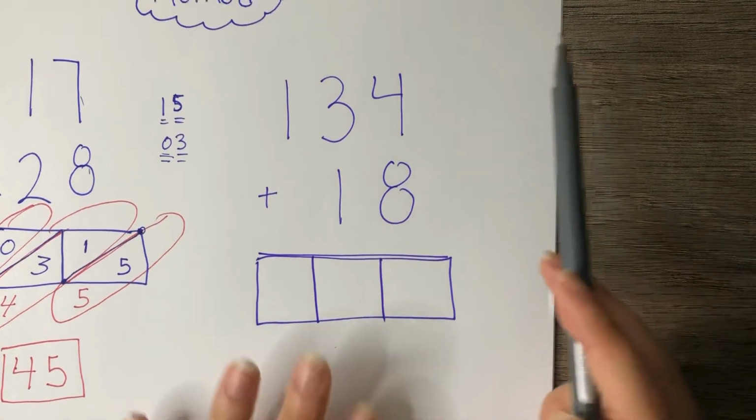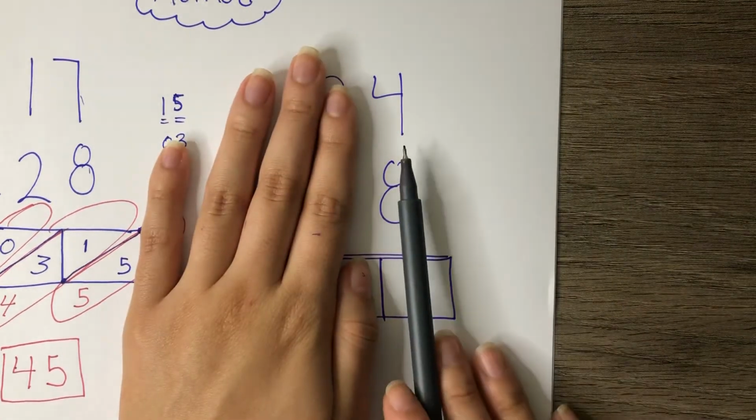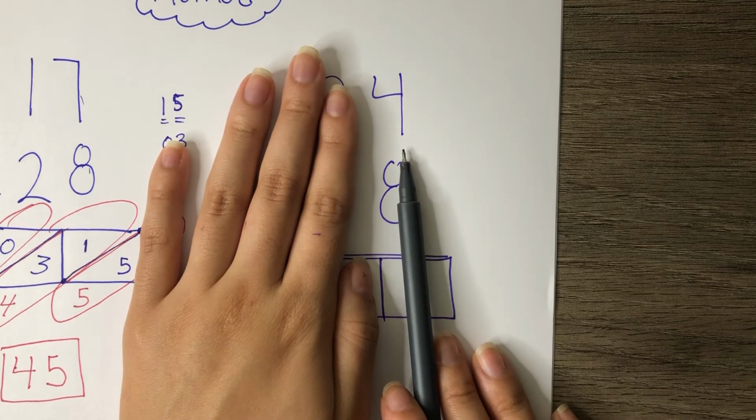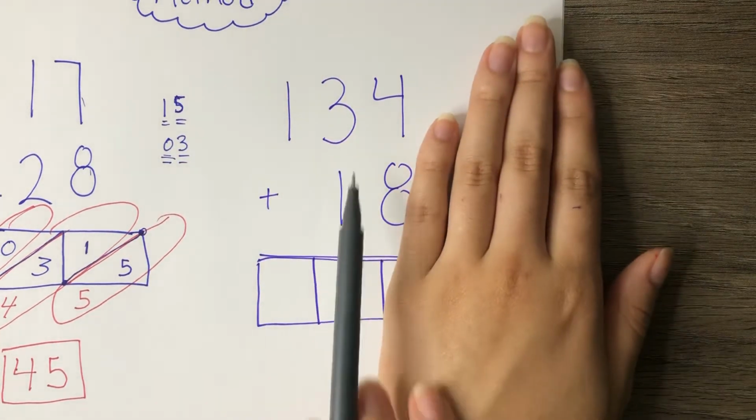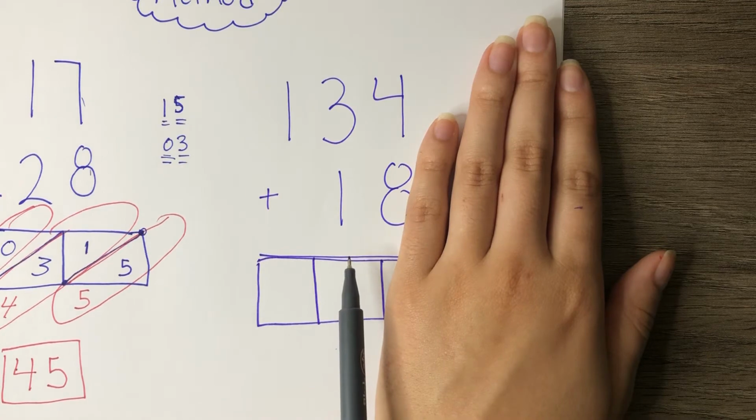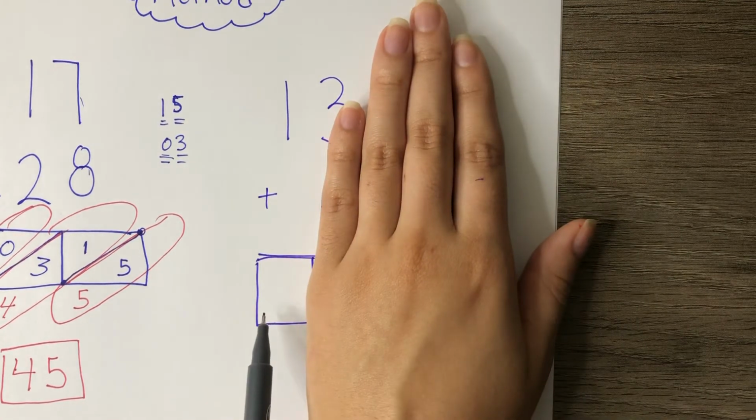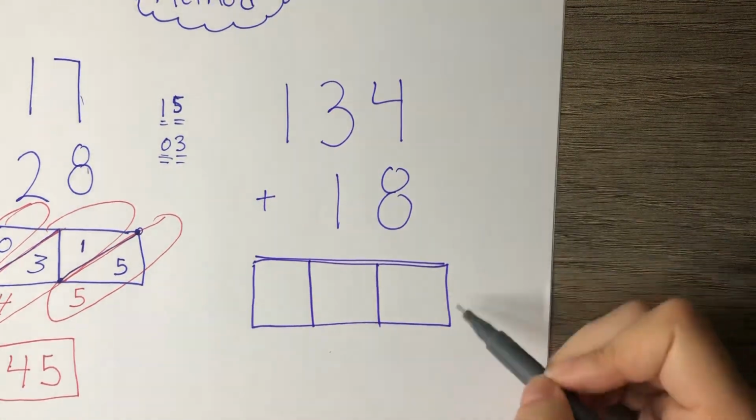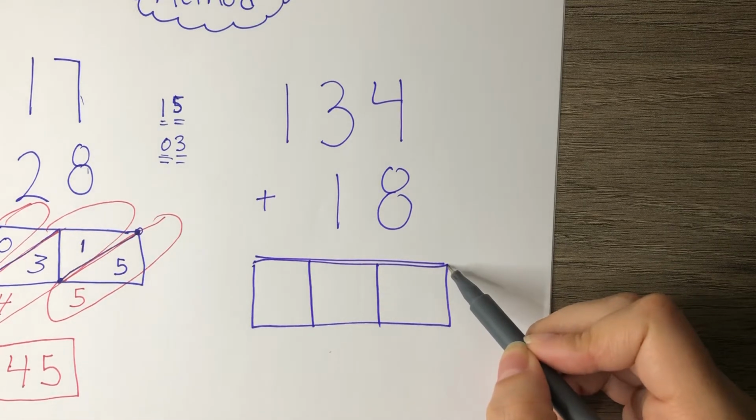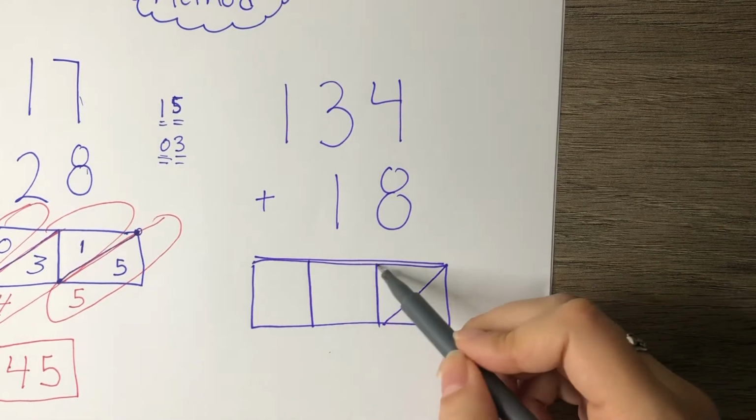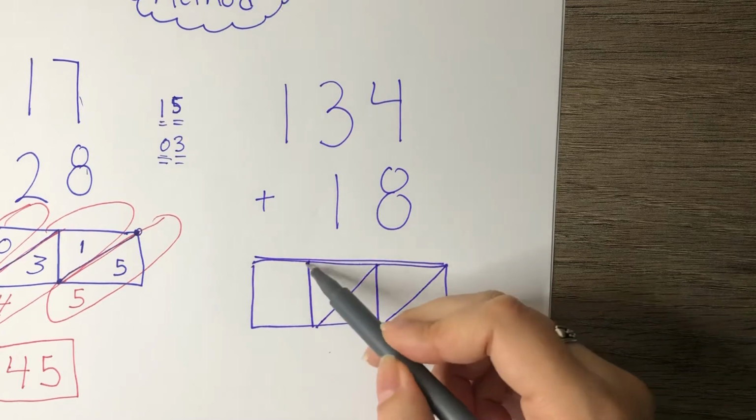So again, this box belongs to our ones place in the addition problem. This box belongs to our tens place. And this box belongs to our hundreds place. Now we're going to draw our diagonal lines. Remember, top right to bottom left.